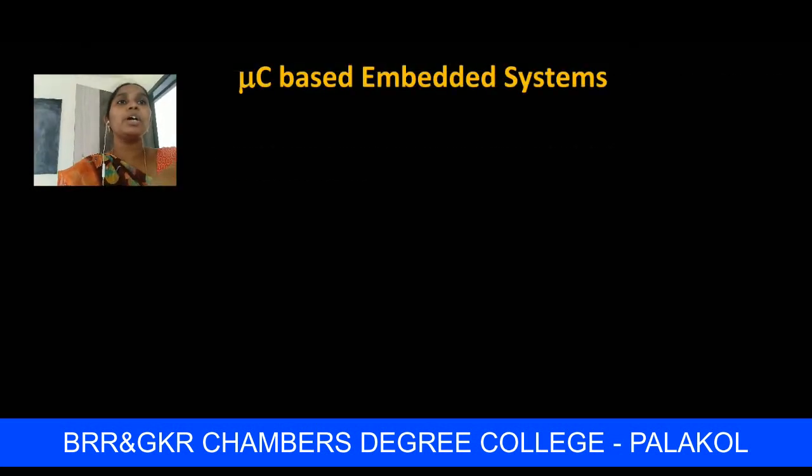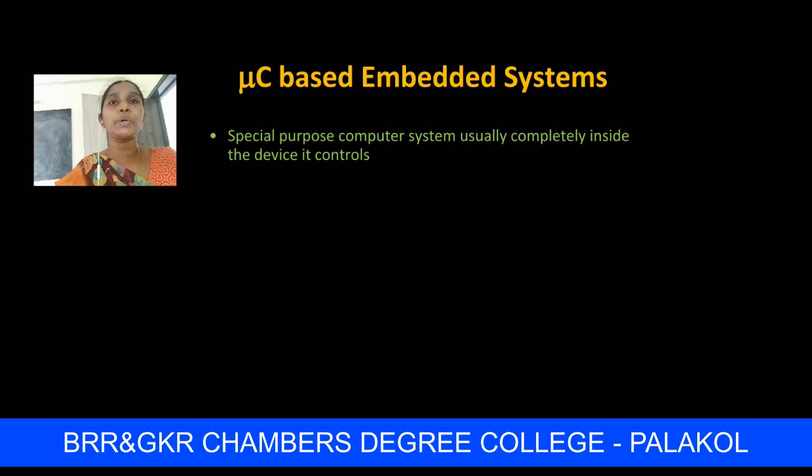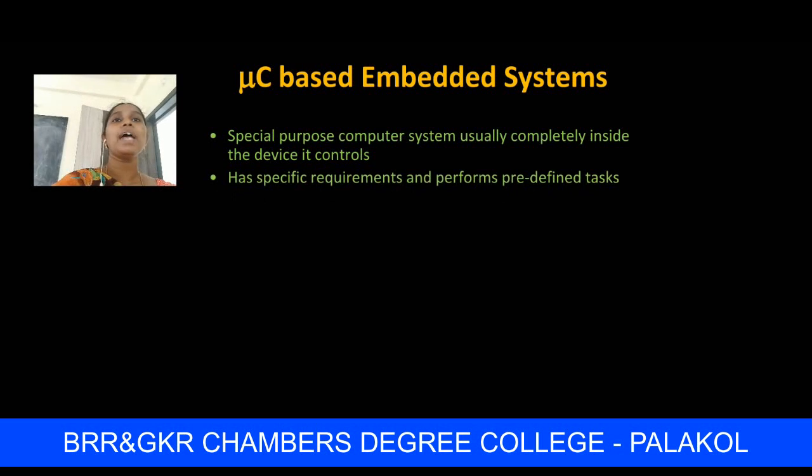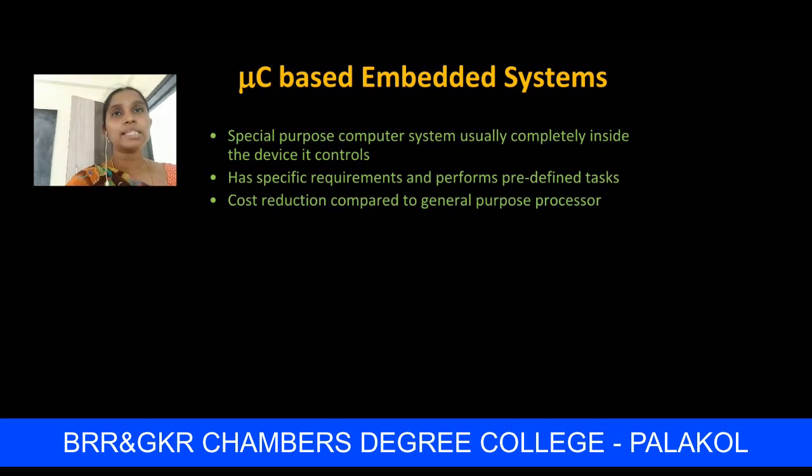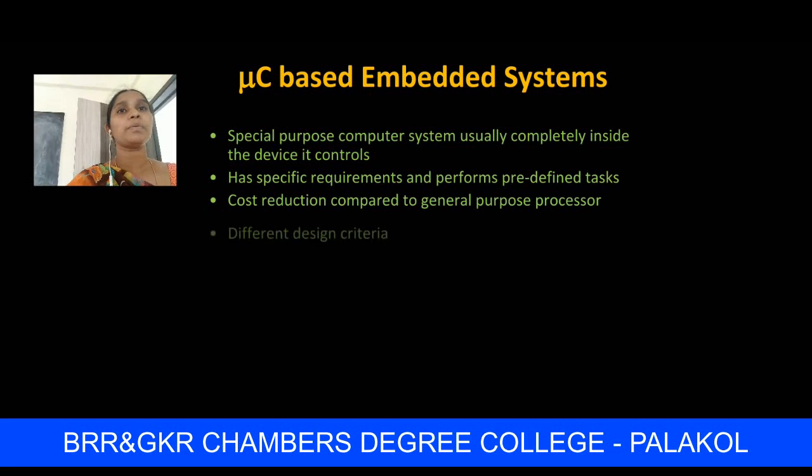Okay, some examples we will see. What are the characteristics of microcontroller based embedded systems? Here, it is a special purpose computer system, usually completely inside the device it controls. Next, it has specific requirements and performs predefined tasks. And next, cost reduction compared to general purpose processors. We have already discussed that a microcontroller is very much less expensive when compared to a microprocessor. So that's why there is cost reduction compared to general purpose processors.